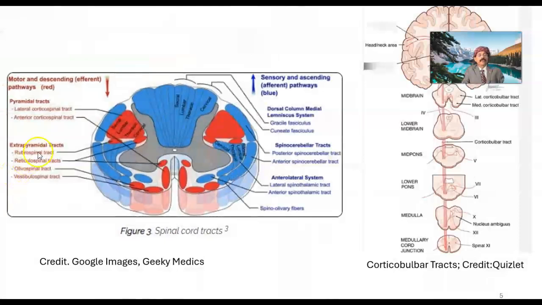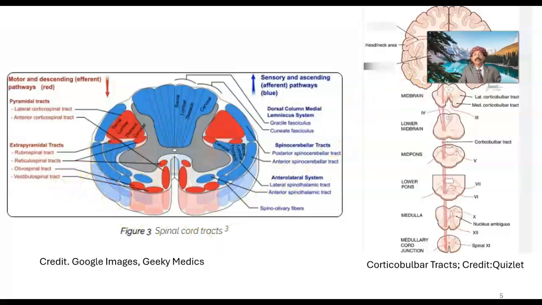Okay, if you look at this, this is the lateral corticospinal tract here. This is the anterior corticospinal tract. These are motor. We also have some extrapyramidal fibers, like vestibulospinal, olivospinal, and we may also get the rubrospinal tract. So these are extrapyramidal tracts.